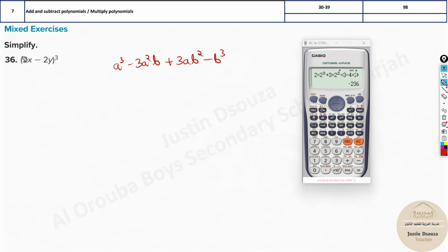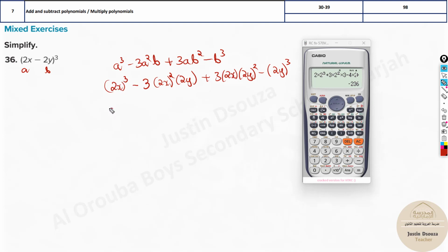So here, what is a? a is 2x. What is b? b is 2y. So all you have to do is write (2x) the whole cube minus, 3 is a constant, again a is (2x) square times 2y, plus 3 into 2x multiplied by (2y) the whole square, minus, the last one is (2y) the whole cube. All you need to do is substitute this.